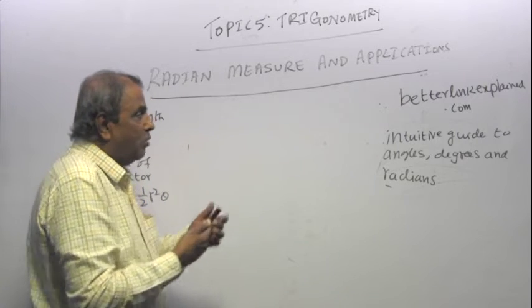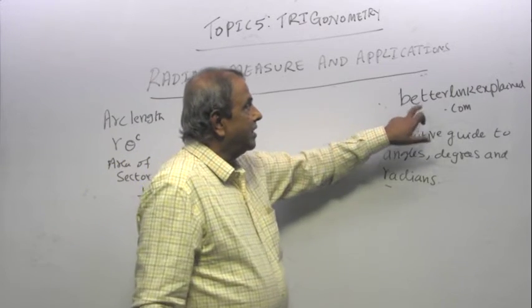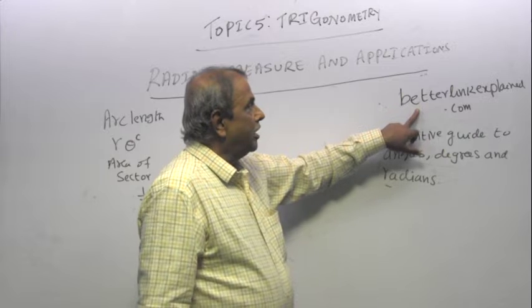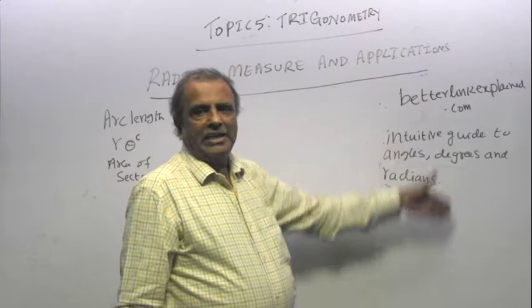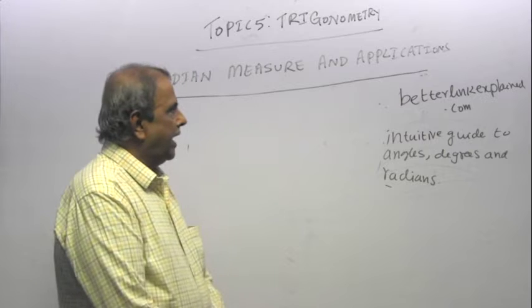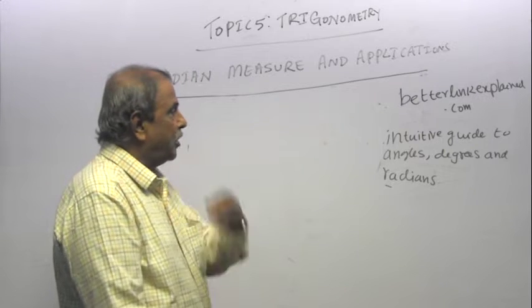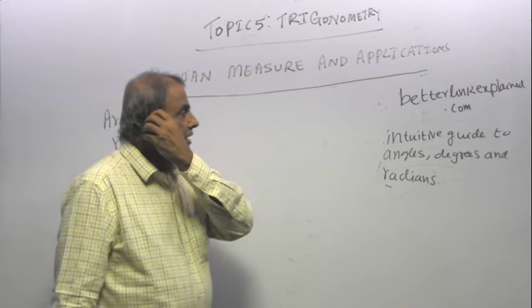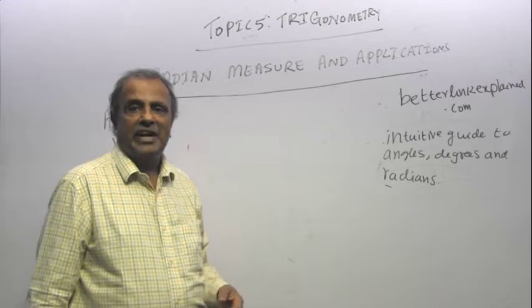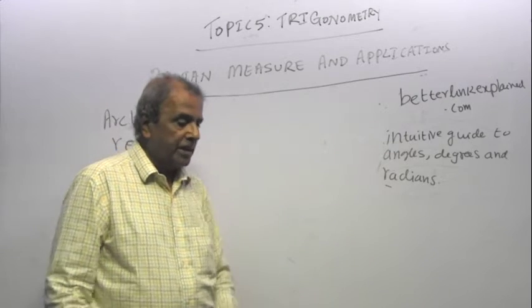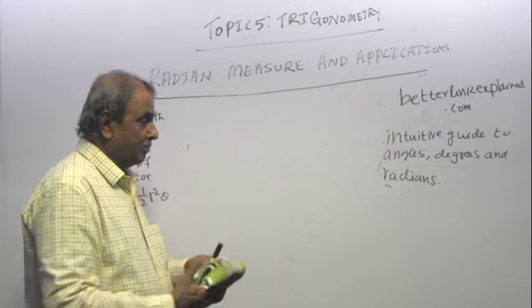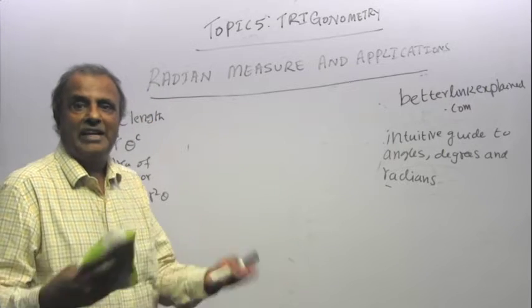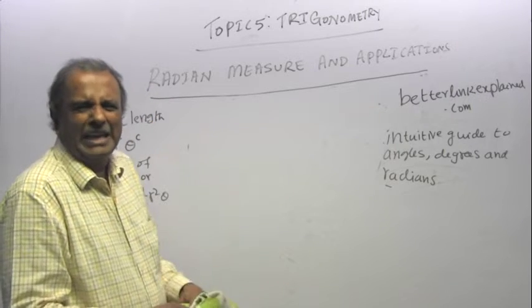If you want to read more about it and understand, there is a website called betterexplained.com. You can look at this and write it down. Once you go to that, search for Intuitive Guide to Angles, Degrees and Radians and read through the article. It discusses all the things I discussed, in much more detail and in a more interesting way. My way was boring.